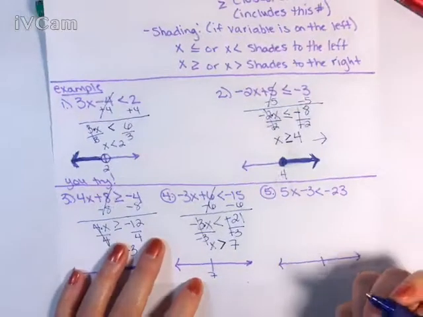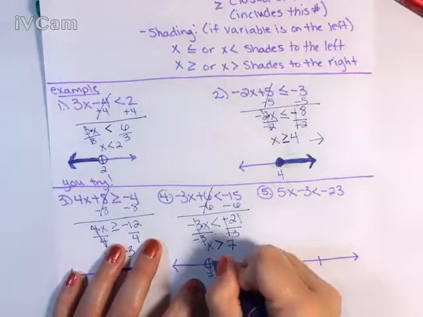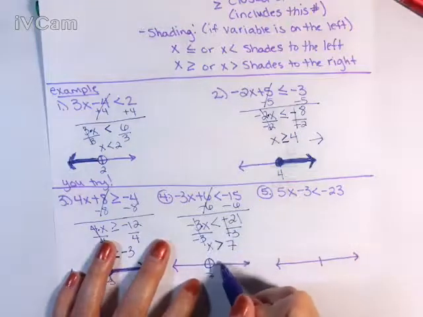Okay, so I'm going to put my 7 right there. It does not have an equal to, so we do not want to include it. So it's going to be an open circle. It is x is greater than, so we want the larger values, and it's pointing to the right, so we're going to shade to the right.